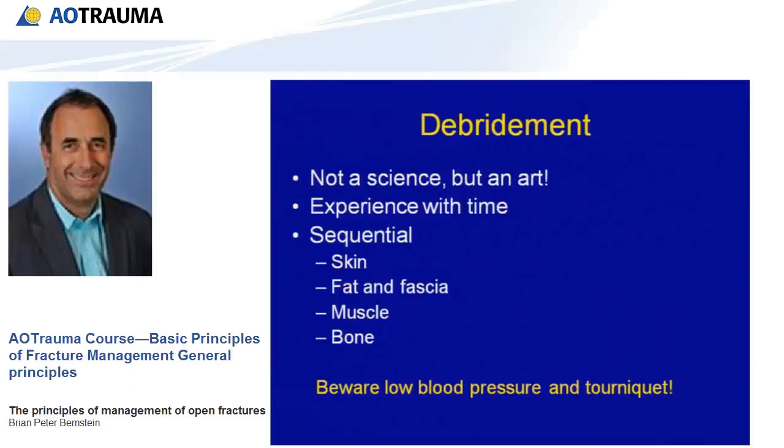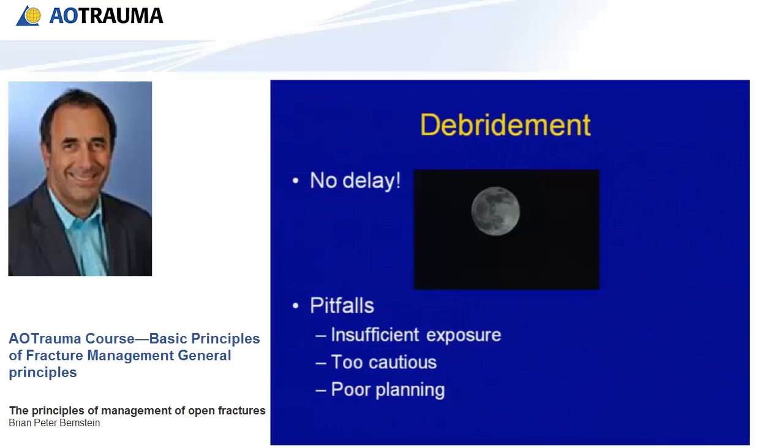You must go sequentially, starting with the skin, then you go to the fat and the fascia, then you look at the muscle, and then you go on to the bone. Beware, if you're using a tourniquet or if the blood pressure of the patient is low, you may misassess the muscle viability, so just keep that in mind if you have to use a tourniquet. And there must be no delay. If it happens in the middle of the night, take the patient to surgery in the middle of the night.